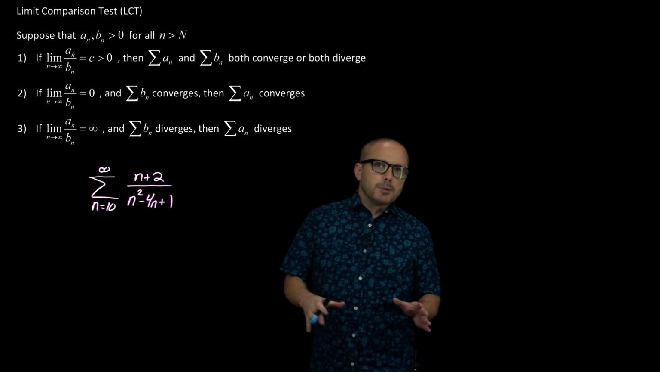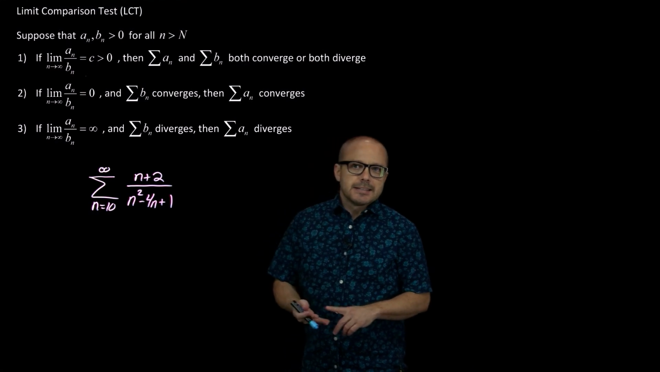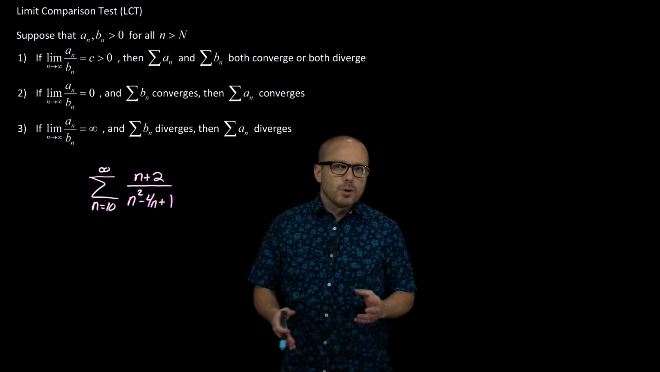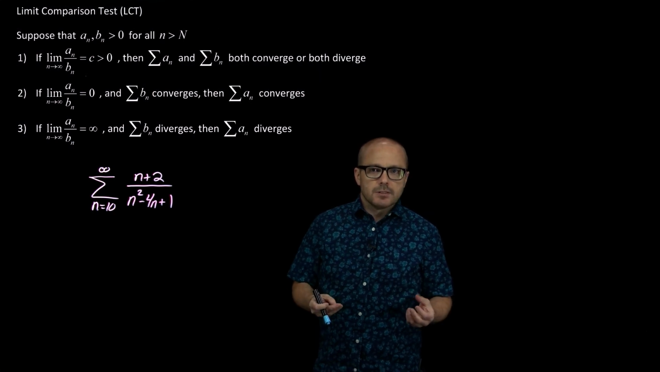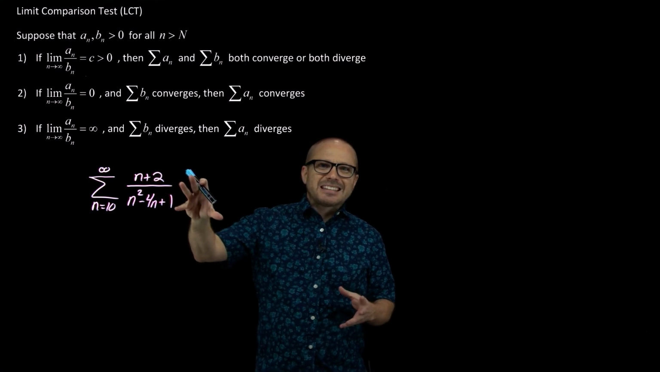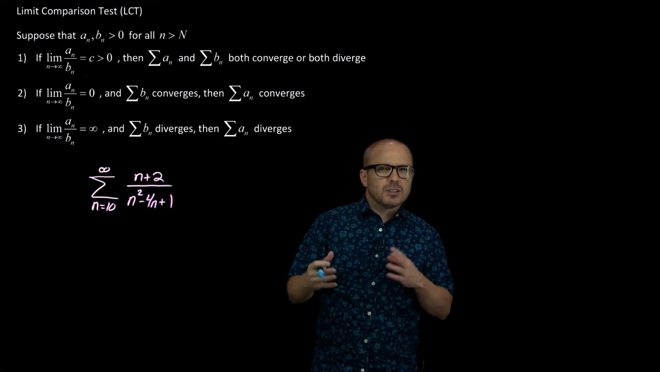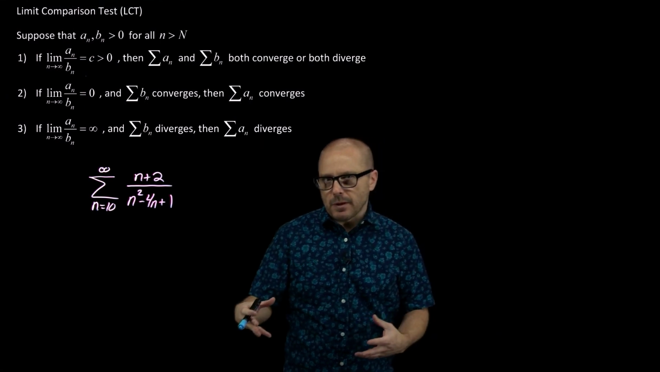So let's look at an example of using the limit comparison test. And remember, LCT and DCT, as I said before, we often compare with p-series or geometric series. So the thing you're looking for is something that would be easily comparable to one of those two. So it should look like a p-series or like a geometric, but maybe with some other terms in it.